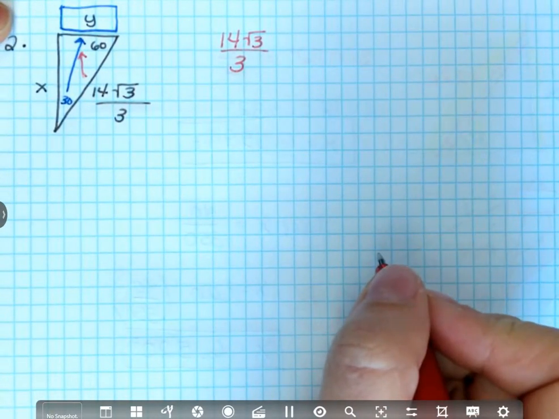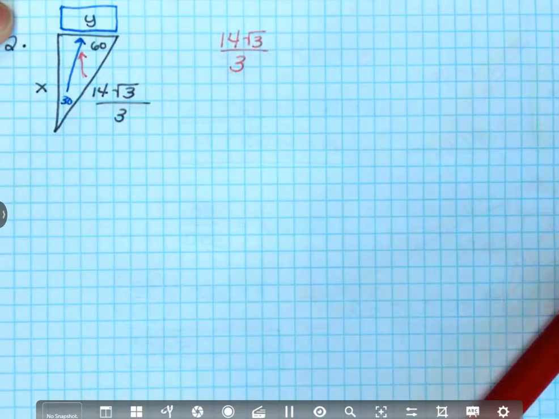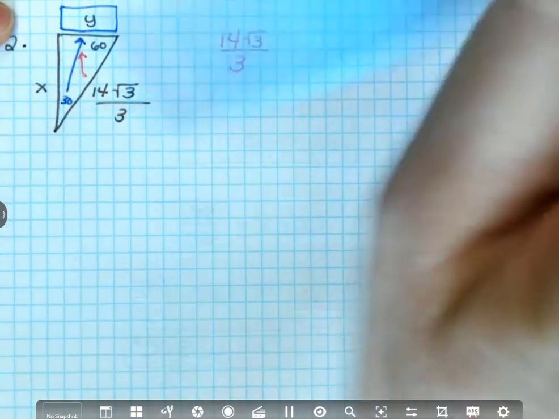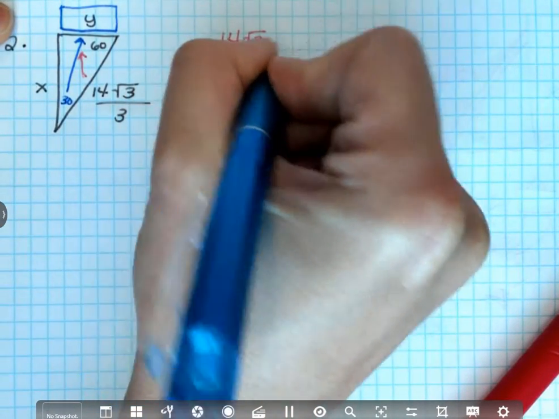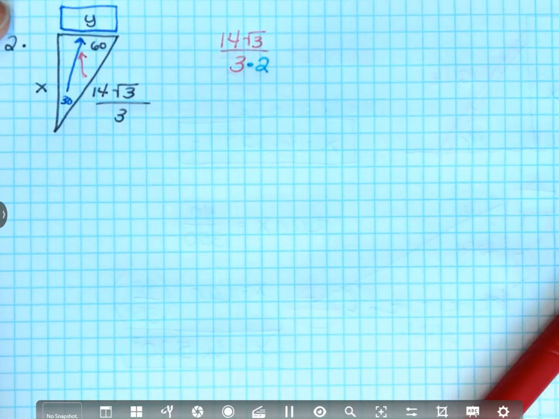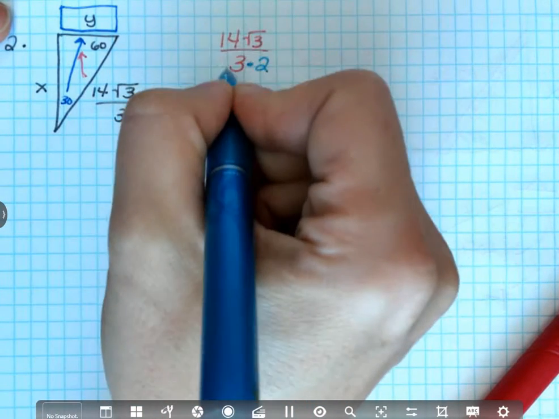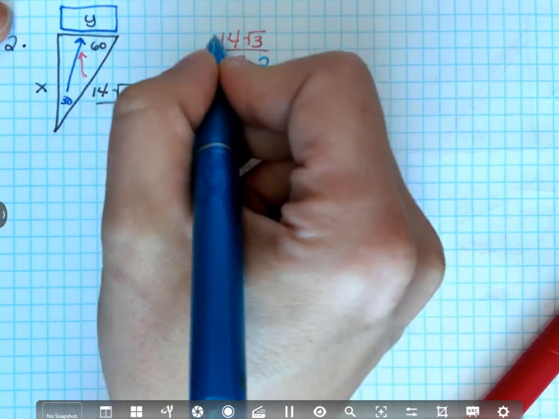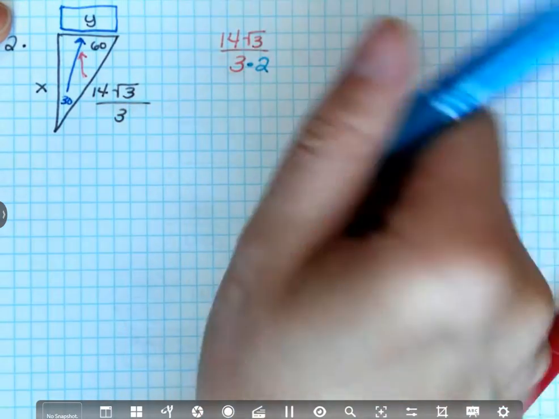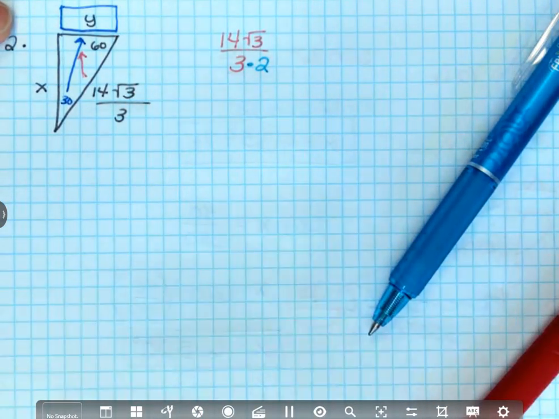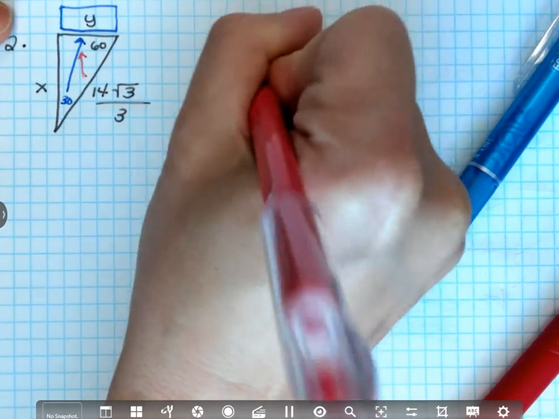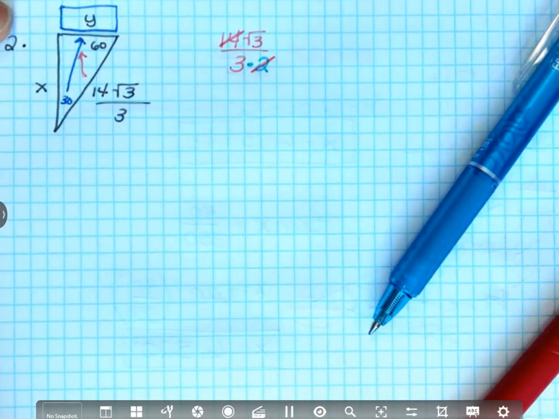To divide by 2 is the same thing as multiplying by 1/2. We're just tucking another 2 in the denominator. Now, there are going to be people in here who are going to say, oh, okay, 3 times 2 is 6, and then simplify 14 over 6. Don't add to your work. Simply say 2 goes into 14 how many times?